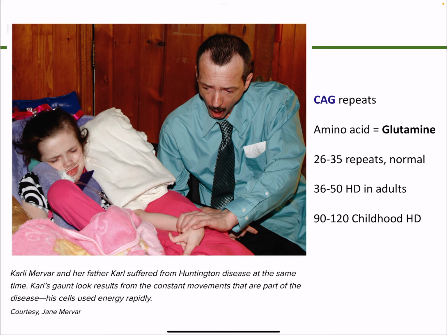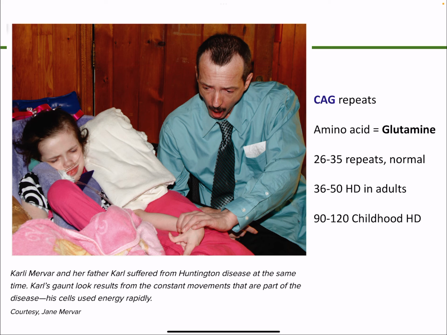So dad developed the disease, the Huntington disease, when he was a full adult. He had a chance to have 3 children, among whom this girl that you see. Her name is Carly, while the dad's name is Carl.